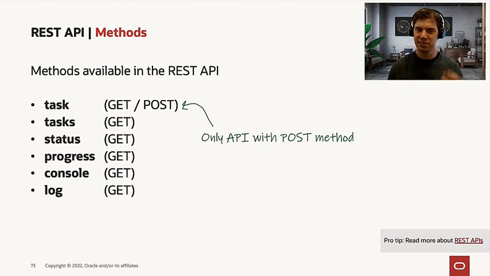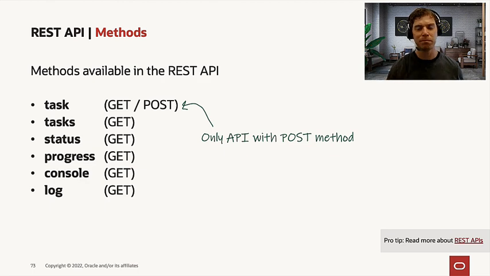The tasks endpoint, the second one we see here, is the only one where we don't need to provide anything. When we run a get against this endpoint, we are going to get the list of all AutoUpgrade tasks that we have in our system. For the status, progress, console, and log endpoints, we need to provide which task we want to get the status of, or which task we want to get the progress, the console output, or the log files. So for these 4 endpoints, we need to provide the task ID. And the task ID is given to us when we post.